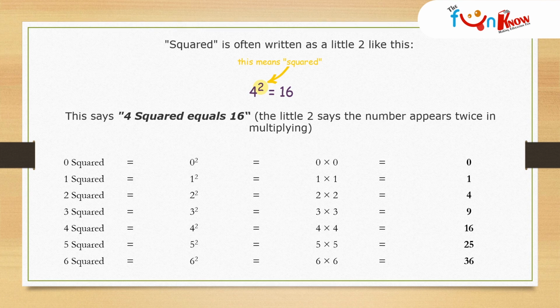If it is square of 9, then 9 into 9. If it is square of 6, then 6 into 6. This is how you will get a square. And students, how do you write a square? You write it like this: a number raised to. This is known as raised to. So 4 raised to 2. This little 2 up here is known as square.